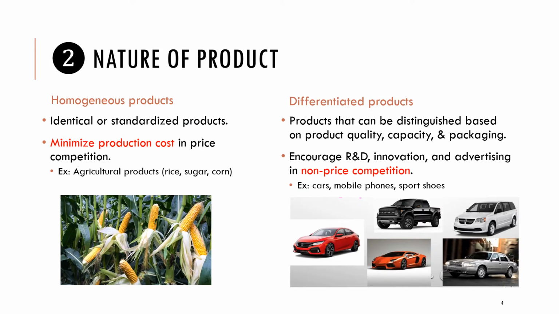The nature of the product can be categorized into two types, namely homogeneous and differentiated products. Homogeneous means identical or standardized. Agricultural products such as rice, sugar, and corn are homogeneous products. Consumers can hardly identify differences among homogeneous products. The advantage of producing a homogeneous product is to minimize production costs in price competition.